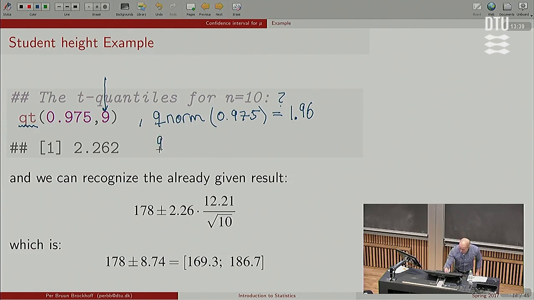What do you think you would get if you wrote qt 0.975, comma, and what if I had 100,001 observations? What would you get? 1.96, that's always the answer. Because for a large n, this t-distribution is exactly the same, at least up to 2 decimal points with this n. Probably I could go even much lower on the n, I just wanted to be sure here. It is the same as the standard normal, actually.